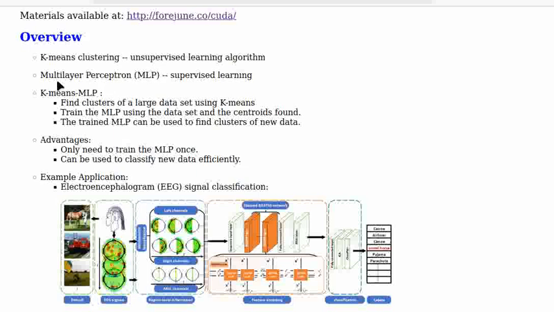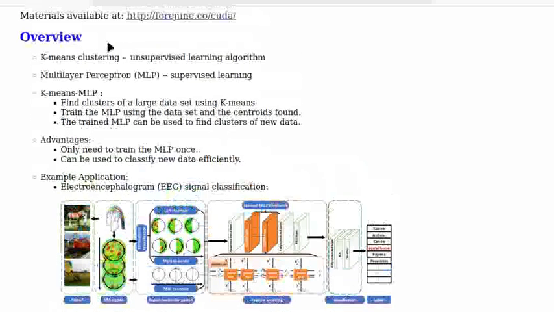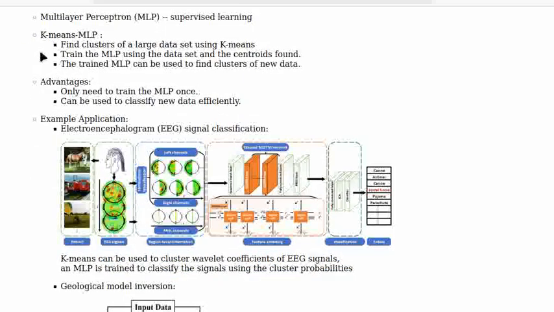We have also discussed multilayer perceptron MLP. It is a supervised learning process. K-means MLP is to combine these two processes. In this method, we first find clusters of a large data set using K-means clustering. Then we train the MLP using the data set and the centroids found from the clustering method.